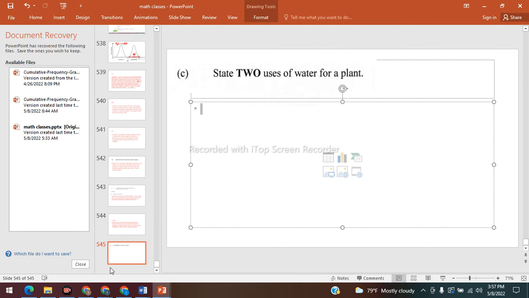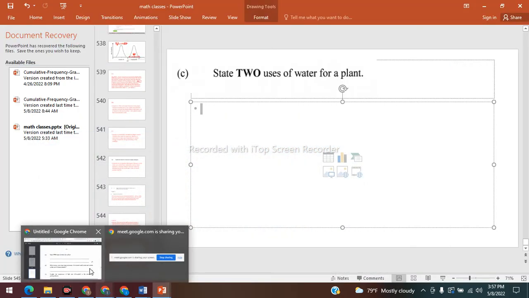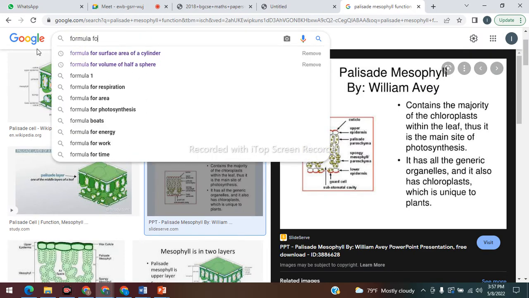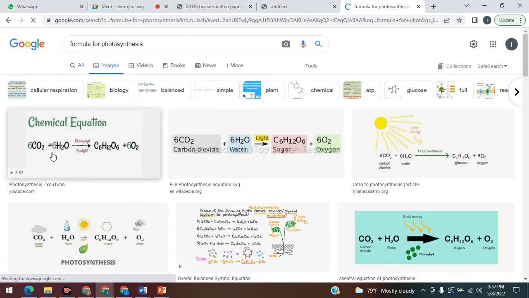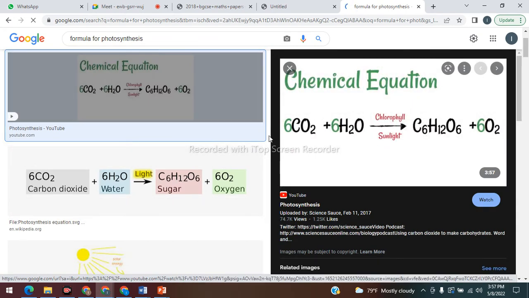Okay, so what are the uses? If you look at the formula for photosynthesis, you'll see something. A plant is interesting, because this is the formula for photosynthesis. So what is this? H2O, right? Which is water.